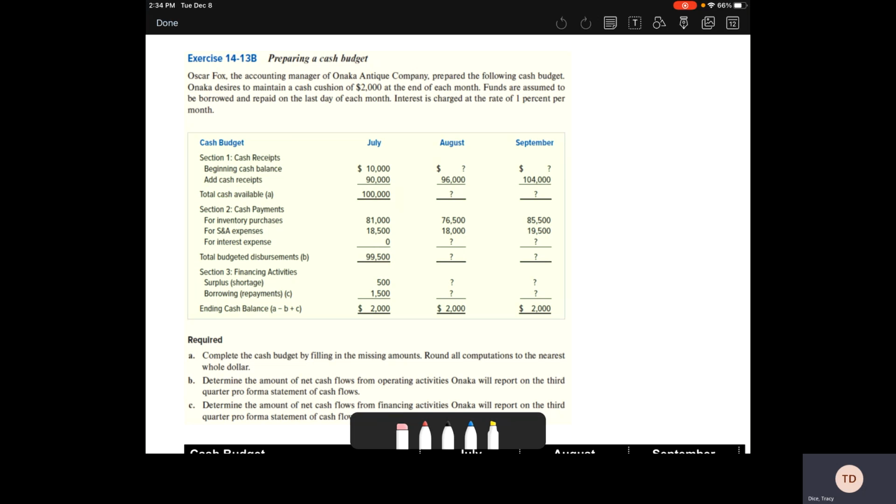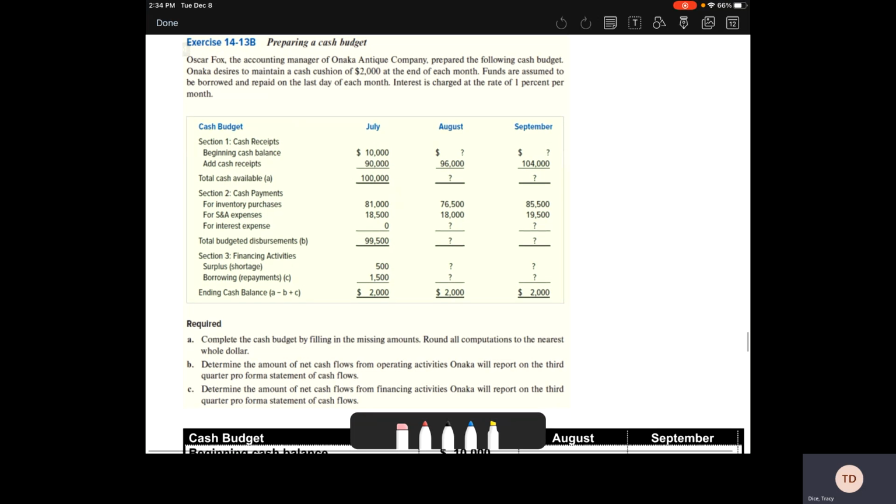So the first thing we need to do is complete the cash budget by filling in the missing amounts, and we are to round all computations to the nearest whole dollar. All right, so they tell us that in July, we start with $10,000 cash. We add cash receipts or cash sales of $90,000 for total available cash of $100,000.